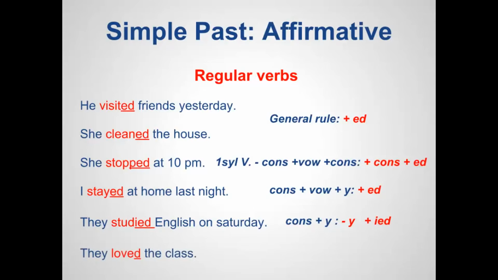Let's take a look. They loved the class. Pay attention here. Verbs ending in e, all you have to do is add the d. So love, loved. So they studied English on Saturday and they loved the class. So those are the spelling rules for the regular verbs, the simple past, regular verbs in affirmative.